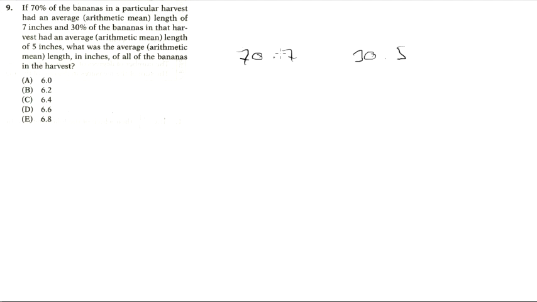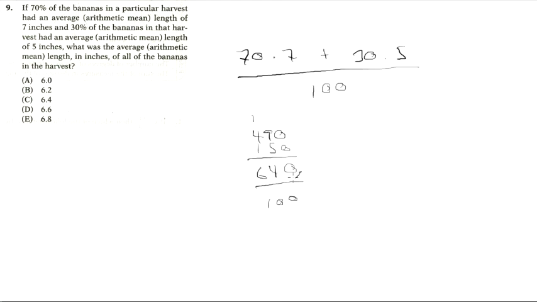So here, we have to take the total length and then divide all of that by 100. So 70 times 7 is 490, plus the 30 times 5 is 150, so we have 640. Divide all that by 100, which just moves the decimal point over by 2 places. 6.4 inches is the answer.